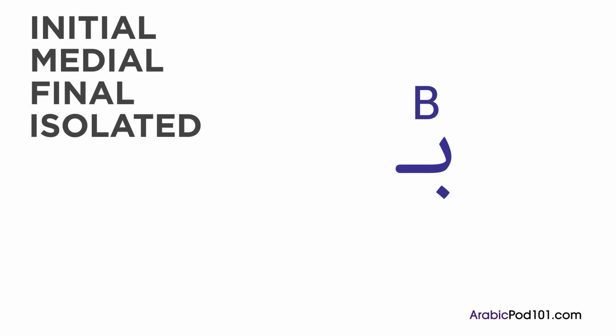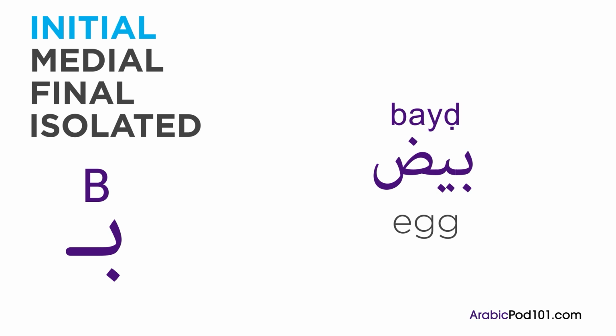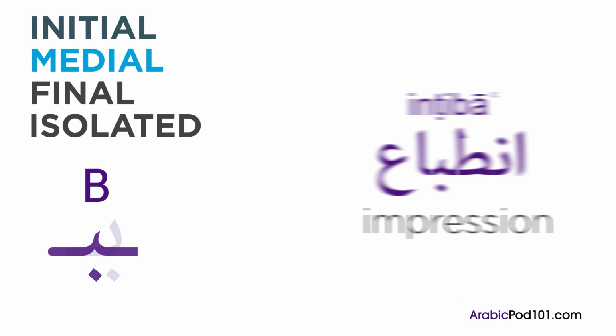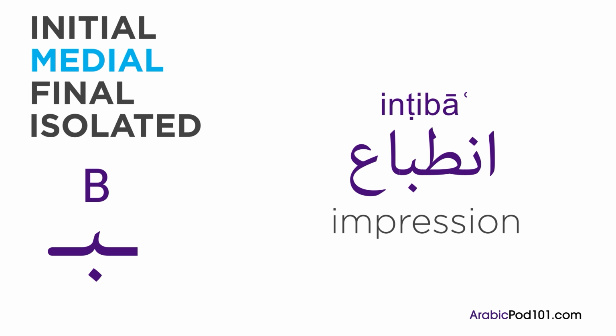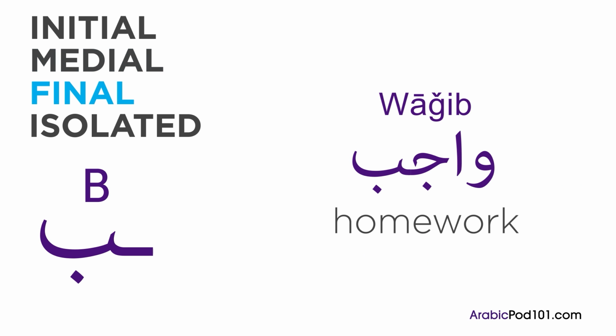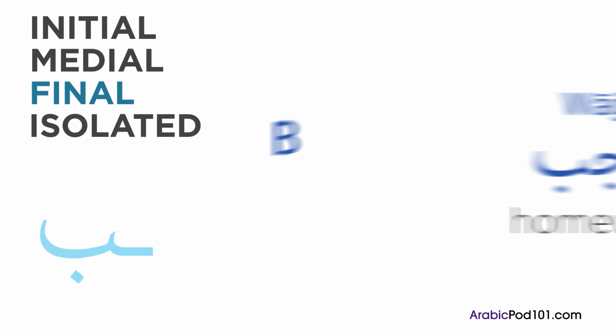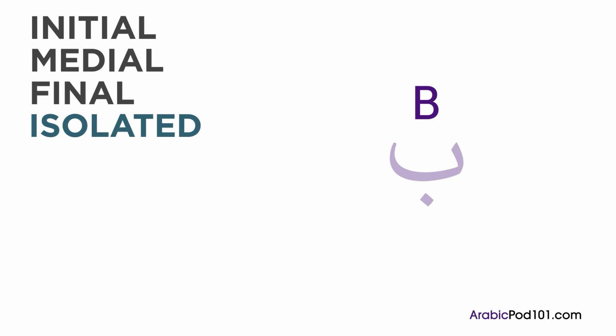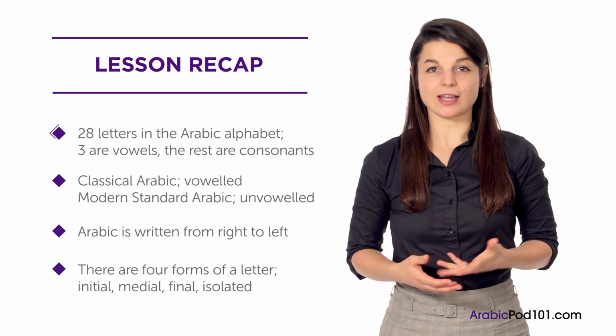Take the letter B, for example. This letter is written in the initial form when it's the first letter in a word, it'll be written like this. B, بيض. It'll be written in the medial form when it's wedged between 2 other letters. باء انطباع. It'll be written in the final form when it's the last letter in a word. باء واجب. And when the letter stands alone, it'll be written using the isolated form. باء. Well done! Now let's end this lesson by recapping what we've learned. In this lesson, you learned that there are 28 letters in the Arabic alphabet.